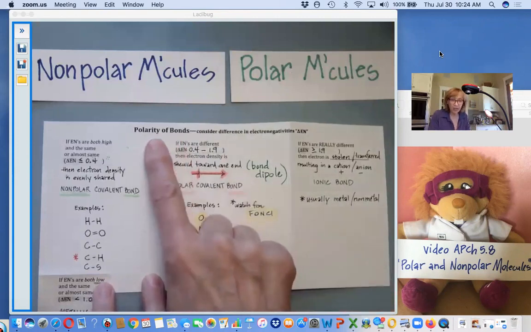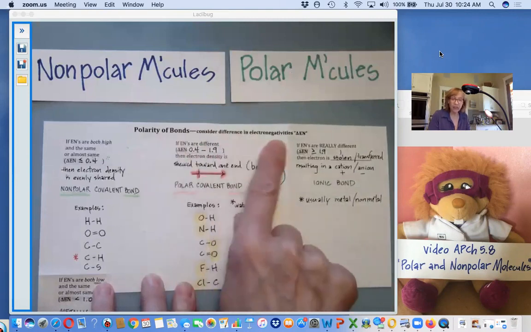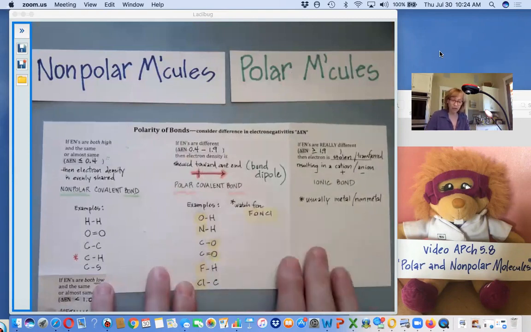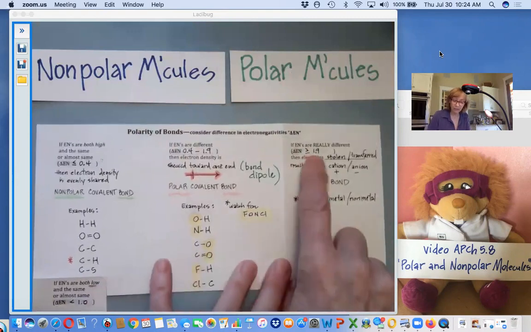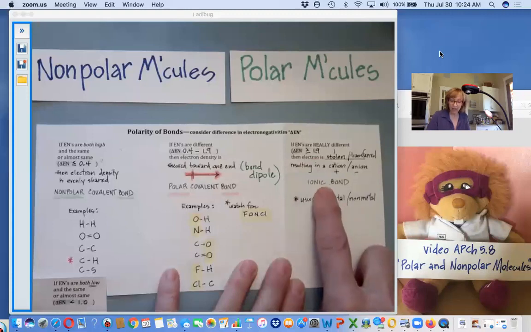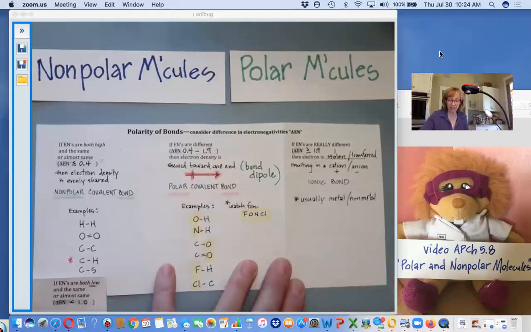When we're studying a bond between two atoms, it's really about the difference in the electronegativities of the two atoms that determines if the bond is polar or not. So if you recall, we said that if that difference between electronegativities is really great, then what we probably have there is an ionic bond between cation and anion.